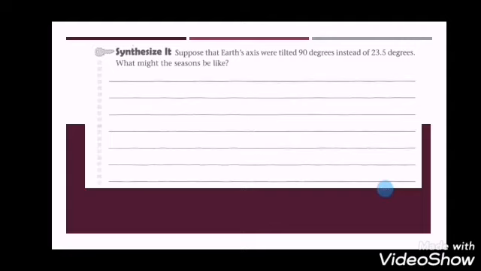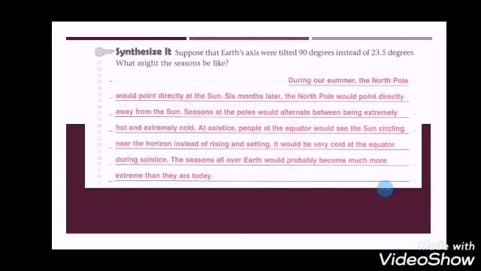And now we have to suppose that Earth's axis were tilted 90 degrees instead of 23.5 degrees. What might the seasons be like? First of all, during our summer, the North Pole would point directly at the sun. 6 months later, the North Pole would point directly away from the sun. So seasons at the poles would alternate between being extremely hot and extremely cold.